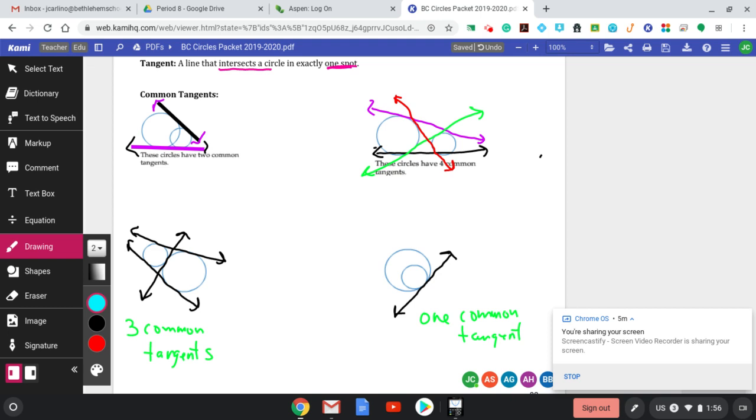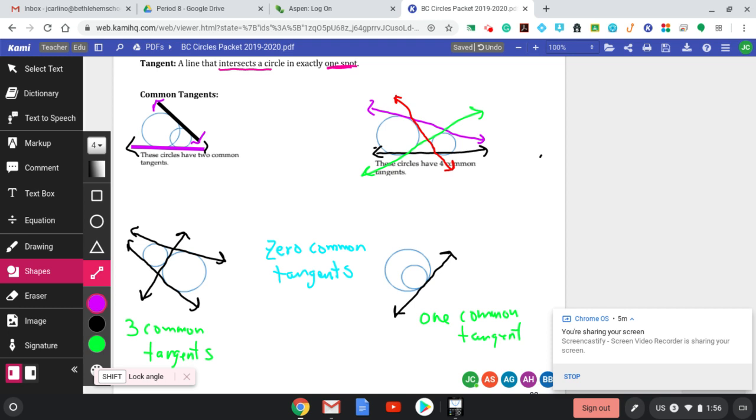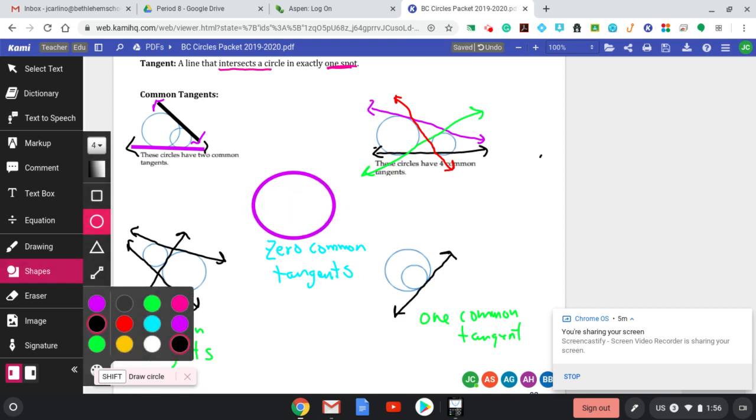Well, here, we've had 1 common tangent, 2, 3, and 4. Is there 2 circles that you could draw that have 0 common tangents? Is that possible? And yes, it is. Think about it. Draw it yourself if you want. What would it look like? There's no line I could draw that intersects exactly once. So it is possible.